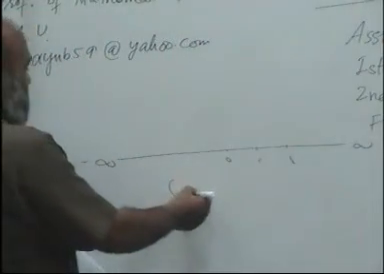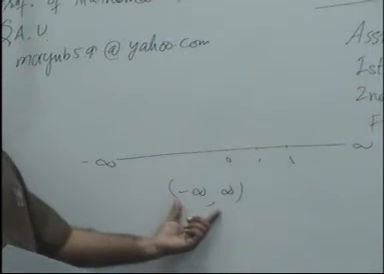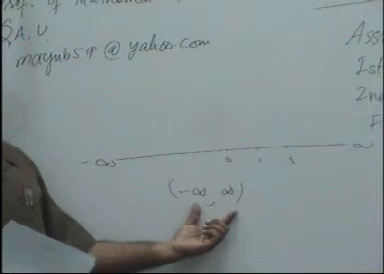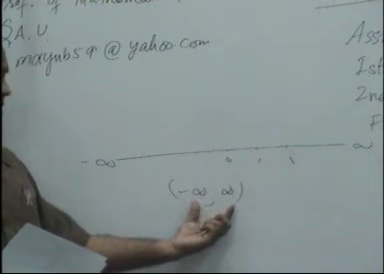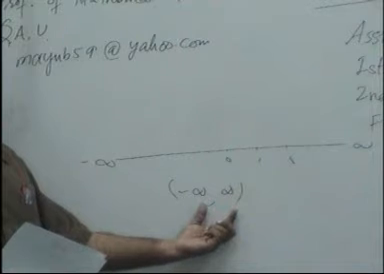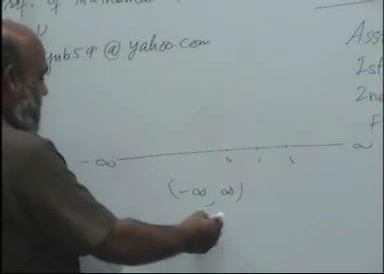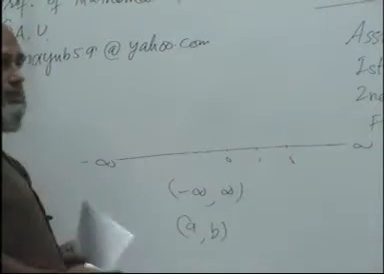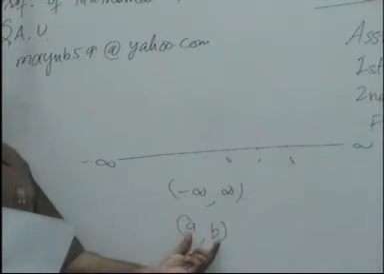So in fact, this is an open interval which is representing the set of real numbers. Open interval means we are considering all the points between minus infinity and infinity, excluding these two. Whereas for a and b, for example, this is an open interval, so we are considering all the points between a and b, excluding a and b.